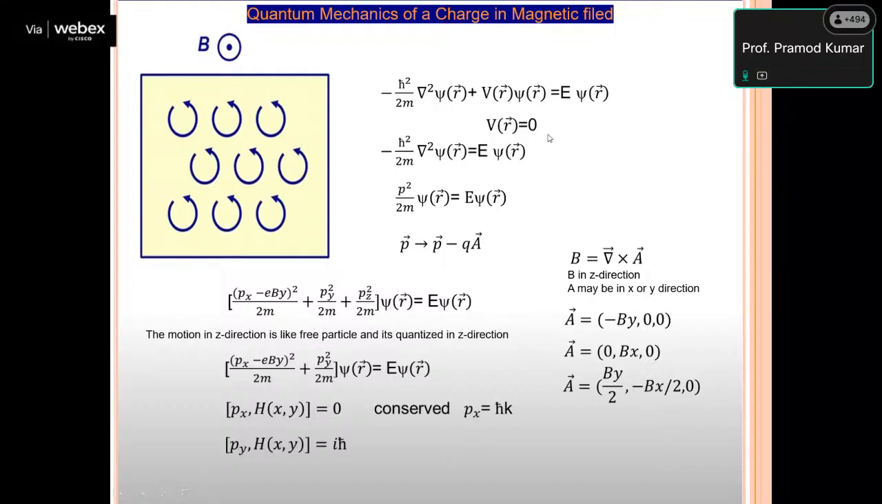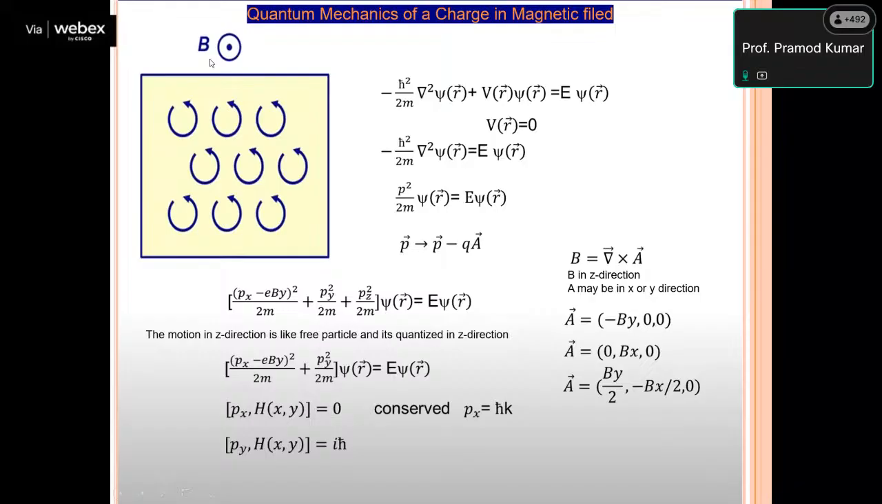Because between the boundaries electrons move freely, we can assume the potential is almost zero within that region. So now h-bar squared by 2m del squared psi equals E psi of r. This equation you can also write in terms of momentum: p squared by 2m psi of r equals E psi of r. But this equation is valid only when no magnetic field is applied.